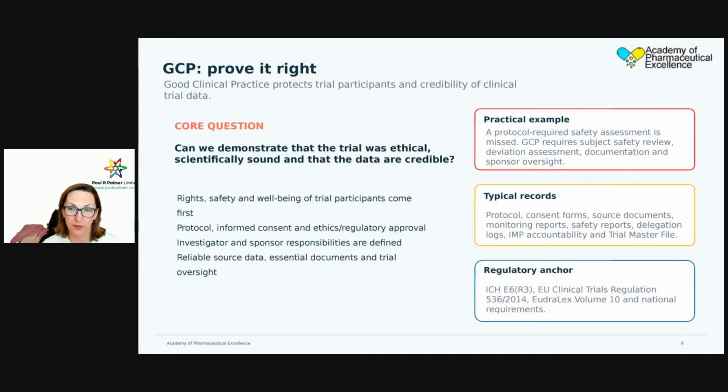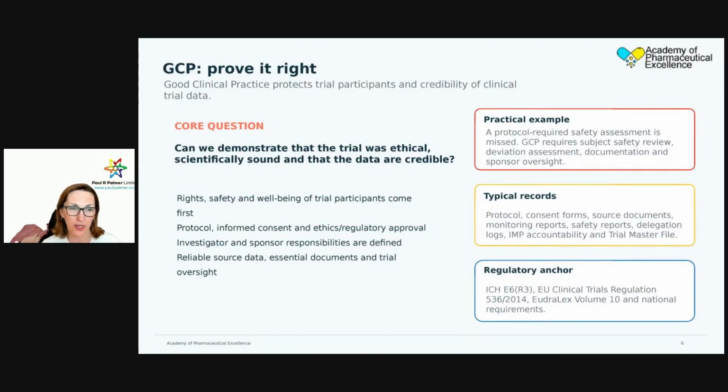A protocol-required safety assessment is missed. Under GCP, that is not just an administrative issue, it is a big gap. So the first question is whether the subject may have been placed at risk. And then we need to assess the protocol deviation, document what happened, and notify and escalate if required. That would involve the sponsor. And then we need to consider what the corrective and preventive actions should be if needed.